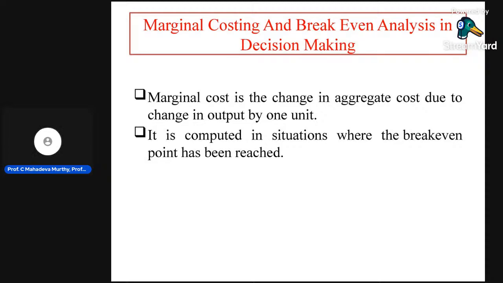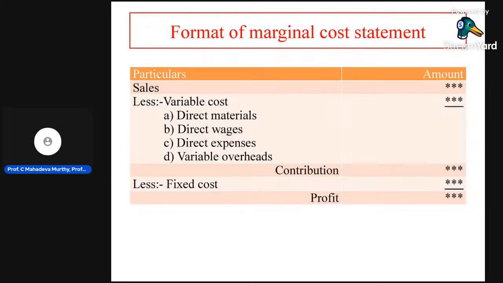Then it is computed in the situation where the break-even point has been reached. Break-even point, BEP, means no profit, no loss. Break-even: no profit, no loss. I will show that. Yes, the format of marginal cost.